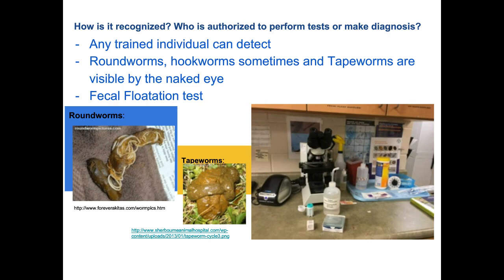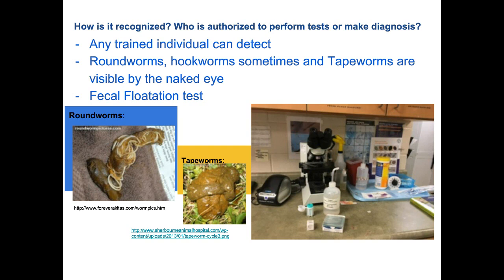So how do we recognize when an animal has intestinal parasites? We would do walkthroughs every day, so make sure there's medical staff or any kind of staff walking through, making sure everybody has normal stool, that they're eating, that they don't have any respiratory signs, that they're not vomiting, things like that. As soon as you notice diarrhea or you see these intestinal parasites, you start treatment. If you see diarrhea, start doing the tests. Any trained individual can detect this.